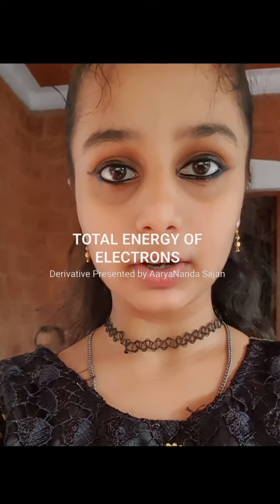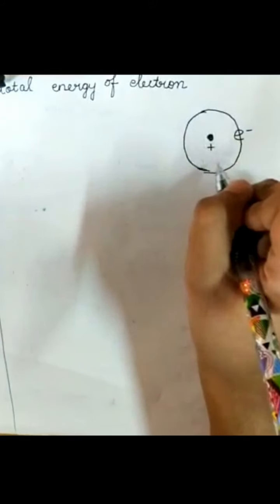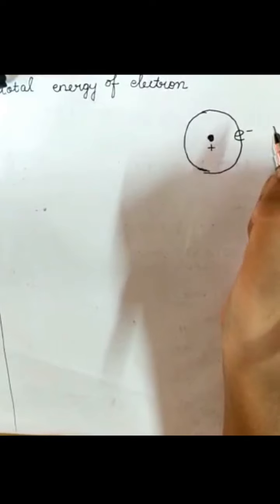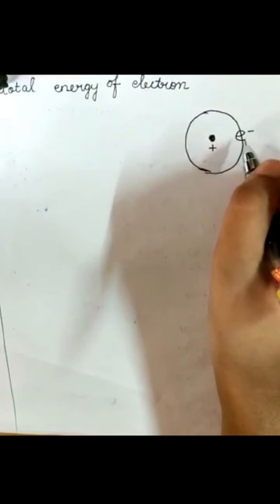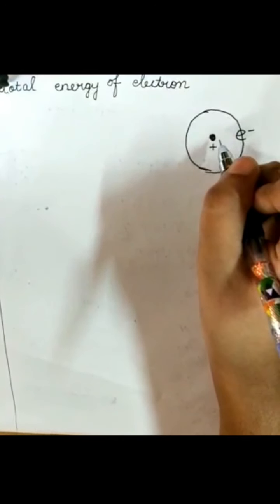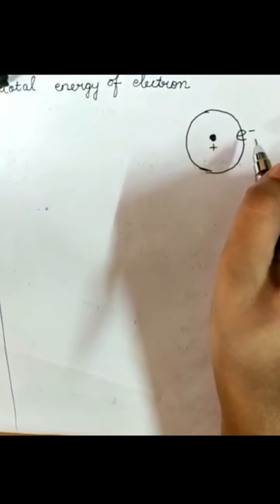Hello, today we are going to see the derivation to find the total energy of an electron. So, let me continue. According to Rutherford's model of the atom, the electron is revolving around the nucleus. So, the electrostatic force of attraction between the electron and proton is provided by the centripetal force.